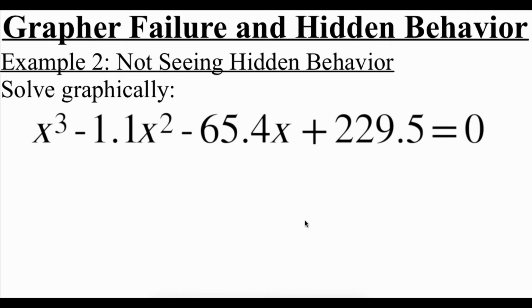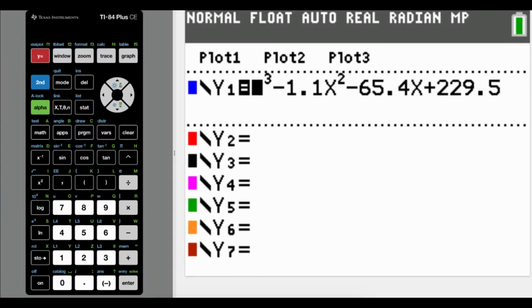In this example, we're going to look at missing out on some hidden behavior. So we're going to look at the equation x cubed minus 1.1x squared minus 65.4x plus 229.5 equals 0, and we're going to go ahead and solve that one graphically. So I'm going to fire up my calculator. I already have my equation typed in, so you can go ahead and do that. When you're finished, hit graph.